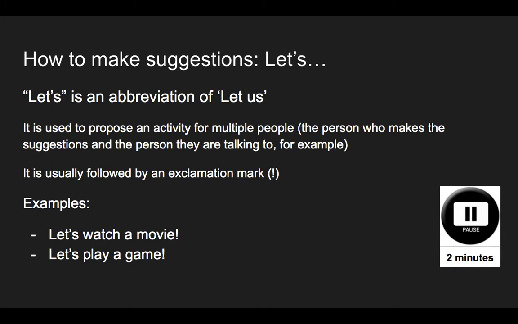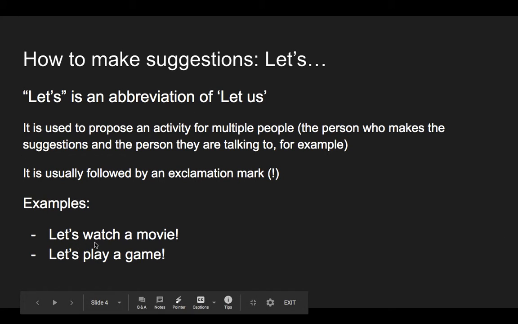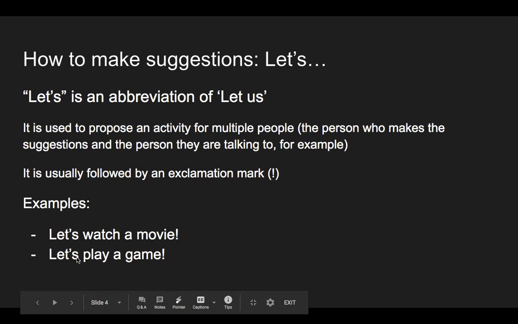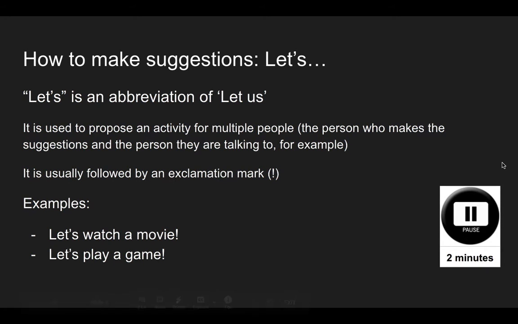Okay, you'll notice the verb that follows let's is always in the infinitive. Let's play a game. Let's watch a movie. Okay? So, make a pause. You've got 2 minutes to think of 2 or 3 more examples using let's.